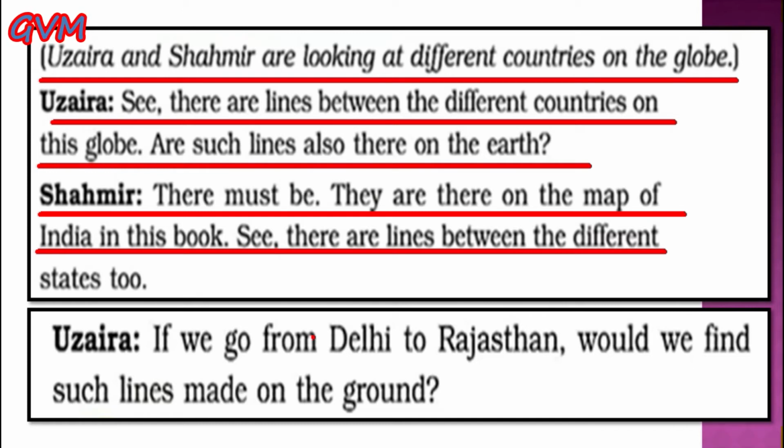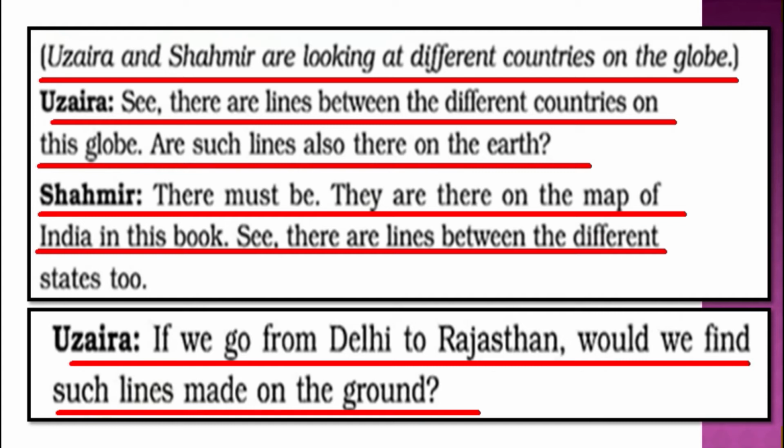See here, here is the map of India in this book, and there are also lines between the different states too. Then Uzaira told Shahmir, if we go from Delhi to Rajasthan, would we find such lines made on the ground? Students, Uzaira and Shahmir were a little confused about the demarcations of one state from the other.